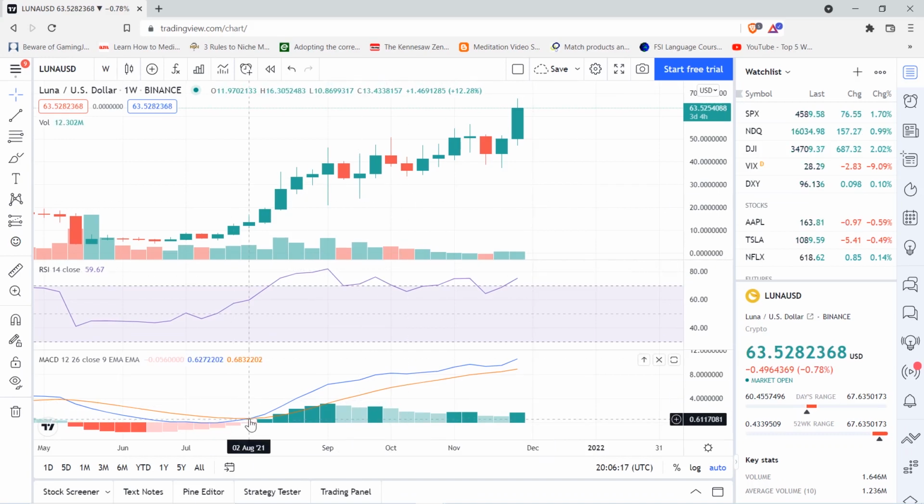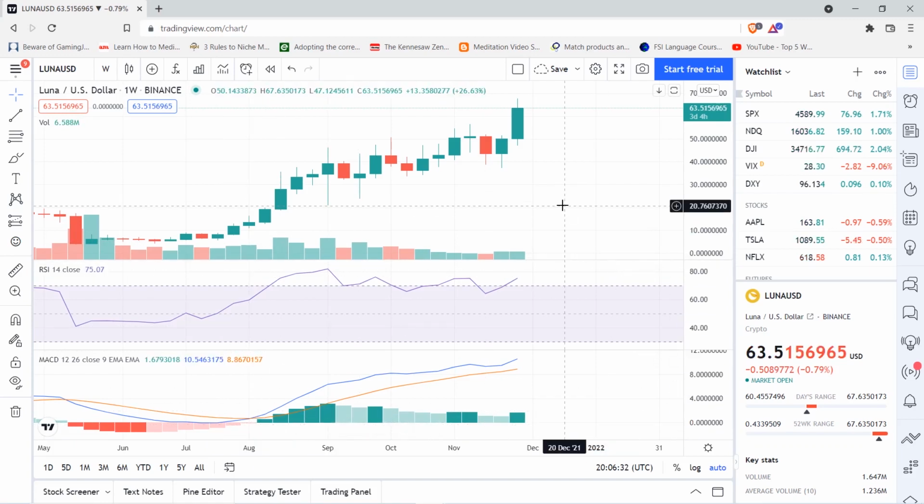Look at this here. When the MACD line crossed over the signal line, it means it's bullish. And if it crosses below, it's bearish. And when it crossed below here, price went down, then it went up. So using this price action, I would probably maybe sell some Luna right now.